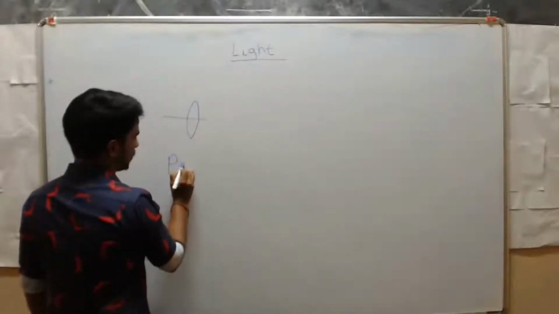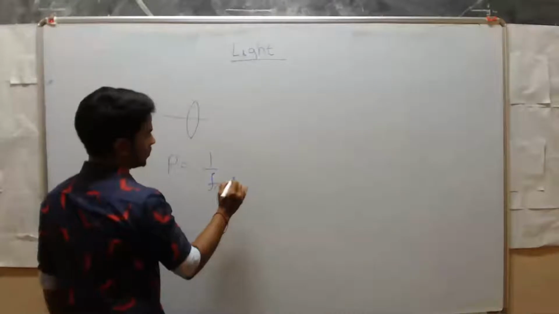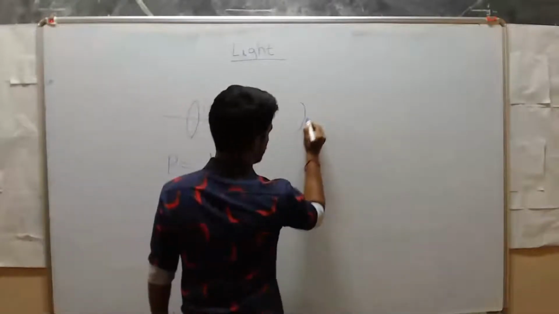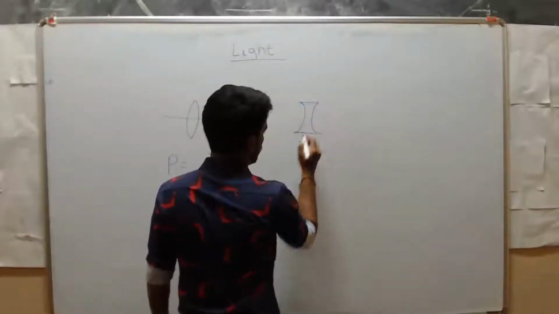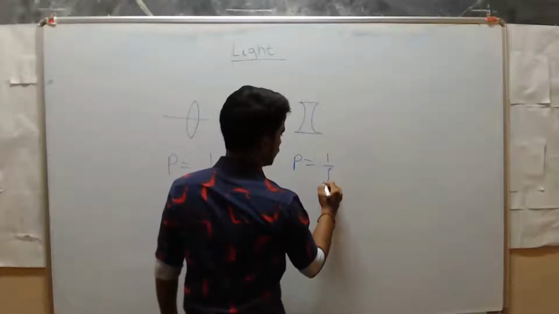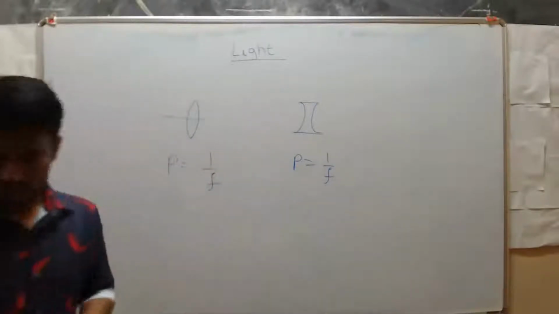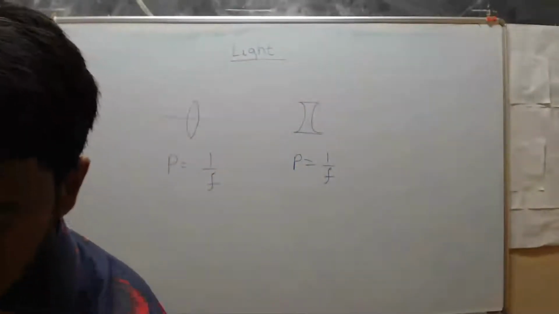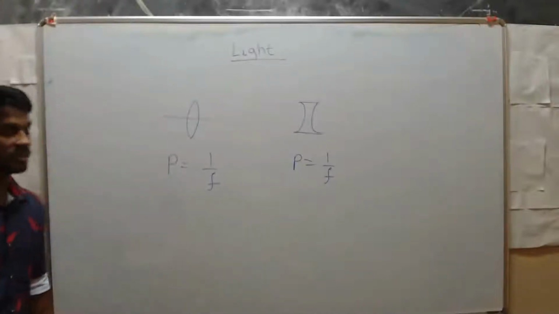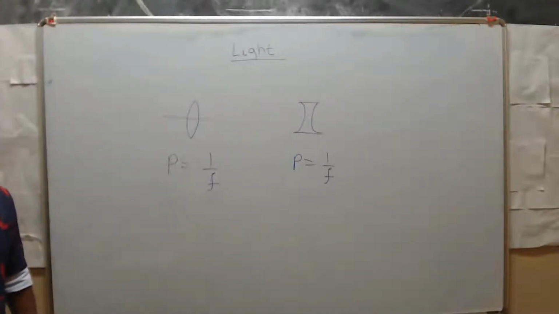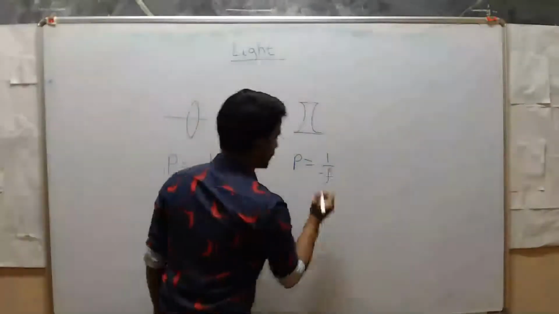This is concave, right? P equal to 1 by f. So this is convex, and this is concave. Here also P is equal to 1 by f. But we will take the focal length of the convex lens. Concave lens has a minus, right? So that's why this is minus.